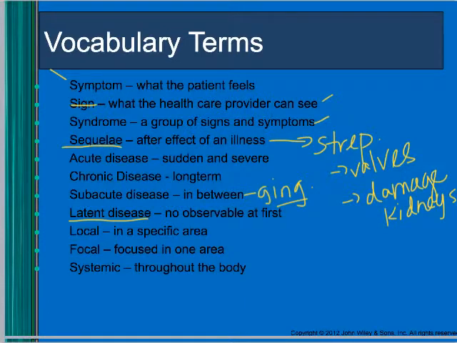Local and focal, to me, seem very similar. So local is localized, it's in a specific area of the body. So maybe you have an infection in your toe. And focal is it starts in one area. And then systemic means it's spread throughout the body. So if somebody's septic, right, it's spread throughout their body.